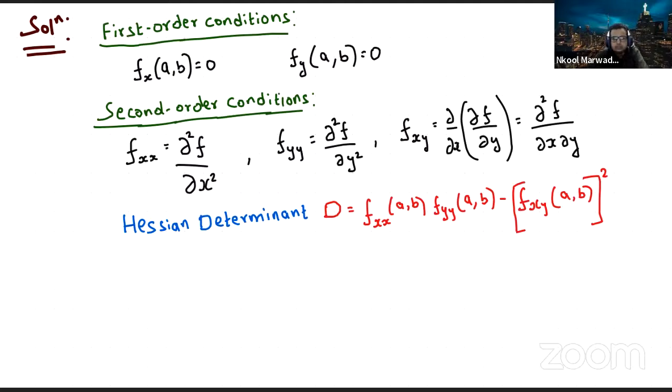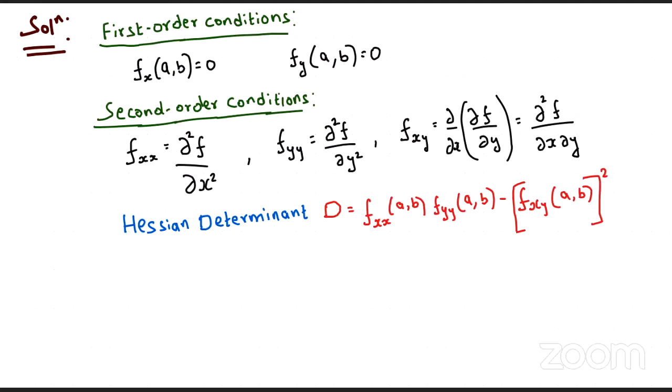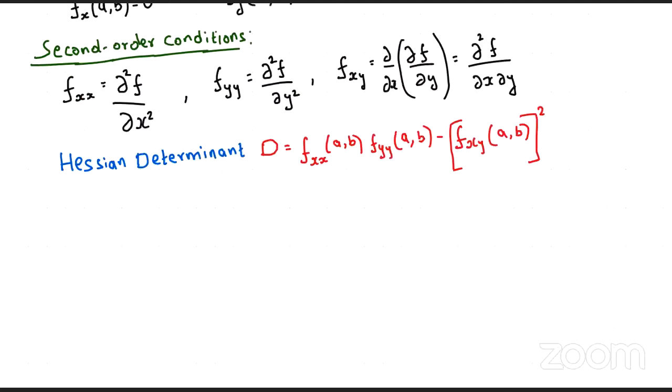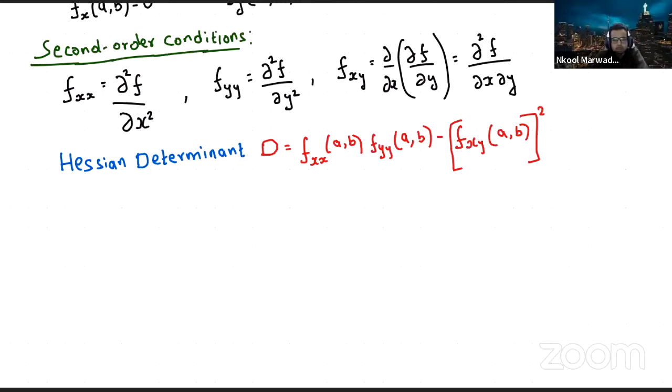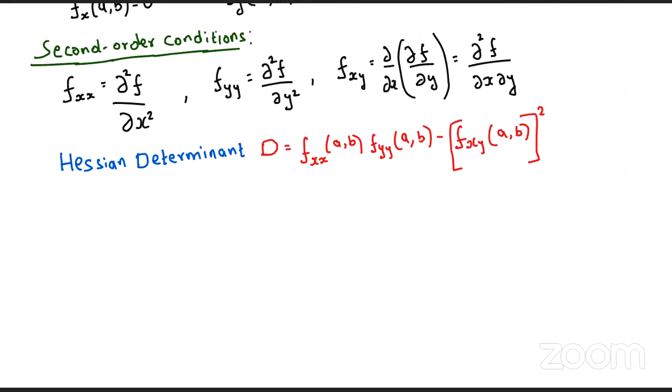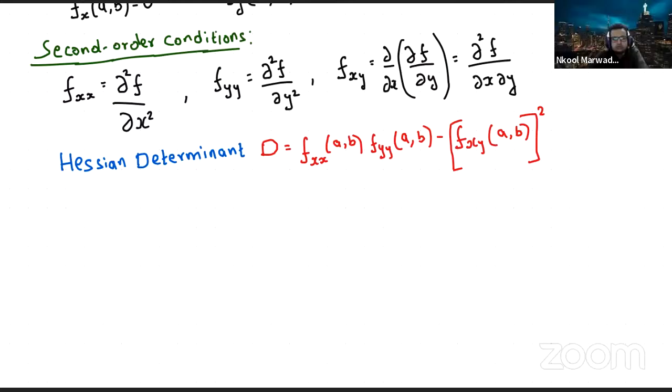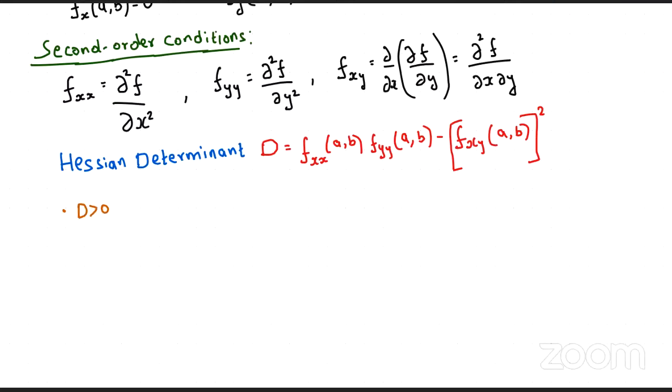Now see, whatever D we will get, according to that D, we can find something very useful. Let us see what we can find. So see, three possibilities are there, or four possibilities. So let us discuss all those four possibilities. So let us suppose D is greater than 0.